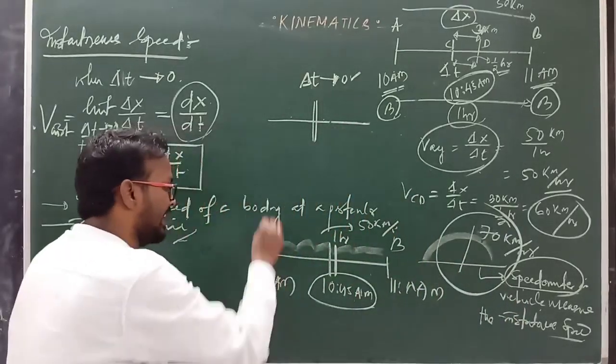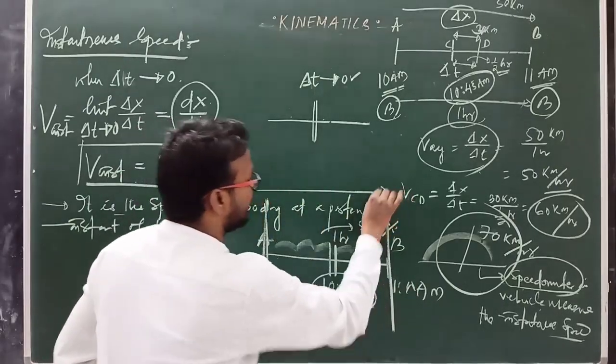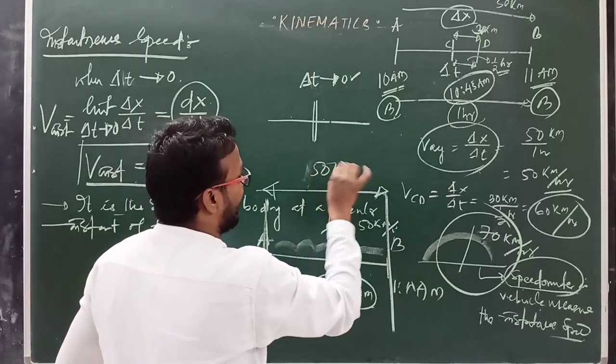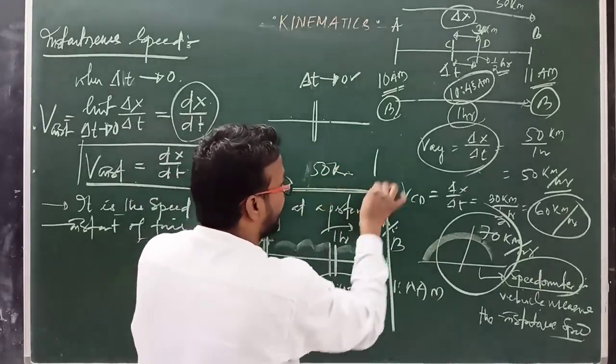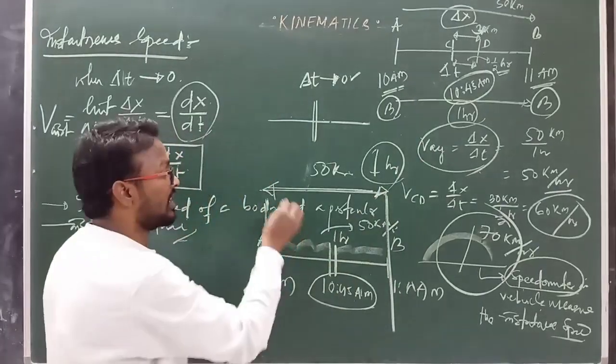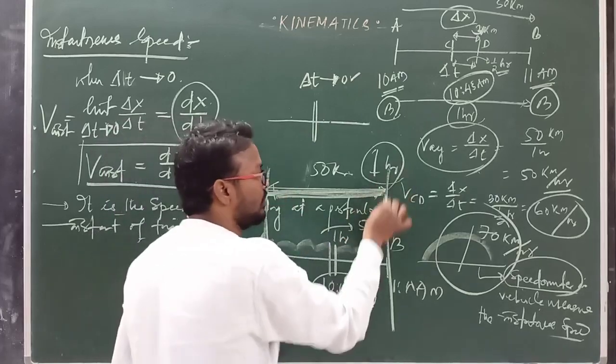Average speed means the average distance, from this point to this point. Suppose this distance is 50 kilometers, and the total time taken is 1 hour. So this is known as average speed. This is known as average speed between this distance to this distance.